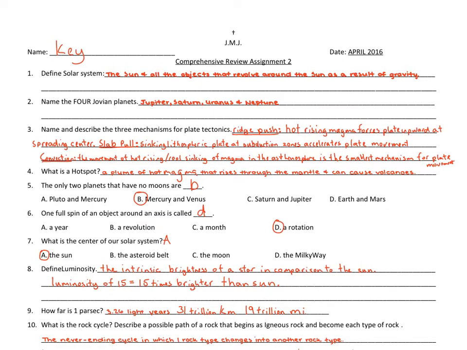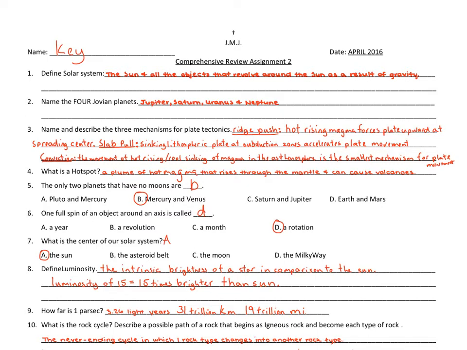Alright, a little bit more here. Name and describe the 3 mechanisms for plate tectonics. In order it has ridge push, slab pull, and mantle convection. The largest driving mechanism is going to be slab pull, and that happens at a subduction boundary when the weight of the subducting oceanic plate is actually pulling on the rest of the oceanic plate. Why do I emphasize oceanic? Because continental plates don't subduct.